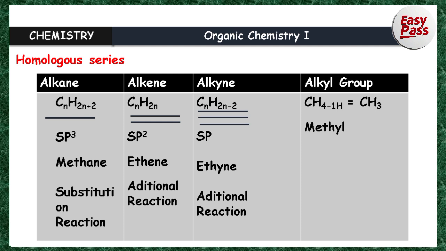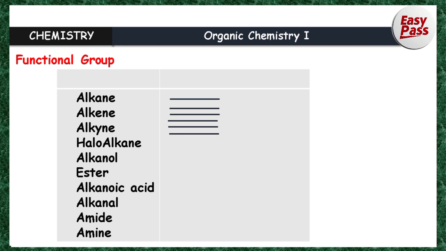We have functional group. The functional group of the alkane family is represented as a single covalent bond. The functional group of the alkene family is a double covalent bond. The functional group of the alkyne family is a triple covalent bond. The functional group of haloalkane is represented as minus X. This X can be fluorine, chlorine, bromine, or iodine, because they belong to the halogen family.